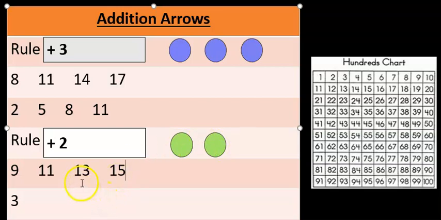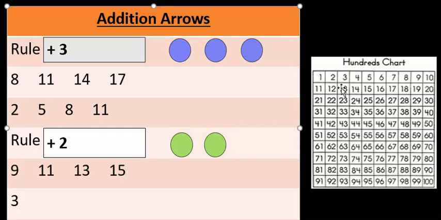Now, we're going to start at 13 again. Let's find 13 on our hundreds chart. You see, it's right there, 13. Now, first graders, how many are we going to add on to 13? How many? 2, because look, the rule here says plus 2. So we come back to 13 up here. We look for it to see if 15 is correct. So let's count plus 2 to see if our answer is right.